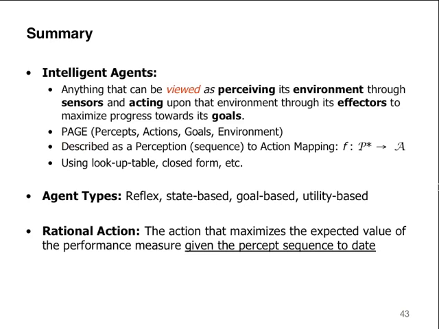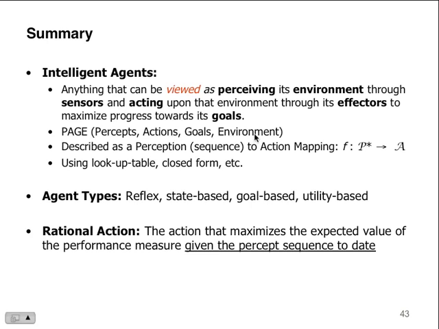Okay, so in summary for our morning session, we looked at the concept of intelligent agents in this second lecture. Anything that can be viewed as perceiving its environment through its sensors and acting upon the environment through its effectors, and maximizing progress towards a goal, is the definition of an intelligent agent. Agents come in different types, as we've seen so far, and these are all intelligent agents: reflective, reactive, information agents, utility and goal-based agents, all sorts of different types. We can define the agent behavior in terms of a page with percepts, actions, goals, and environments.